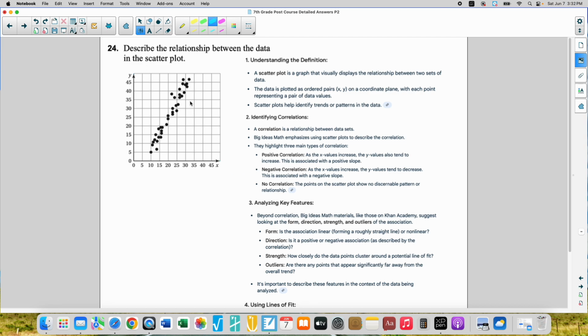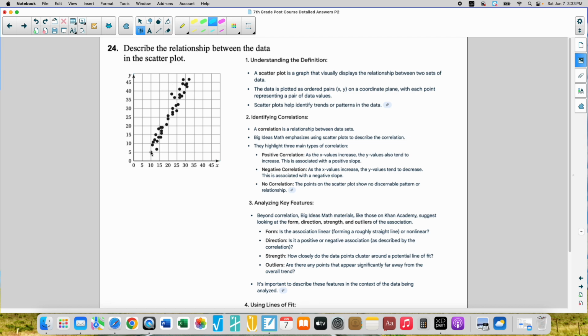So when we're describing scatter plots, first of all, a scatter plot is a graph that visually displays the relationship between two sets of data. We have X and we have Y. I don't know what X represents. I don't know what Y represents. The data is plotted in ordered pairs. These are x, y. And the scatter plot helps identify trends. Yeah, we see this trend along here. So describe the relationship between the data in the plot.